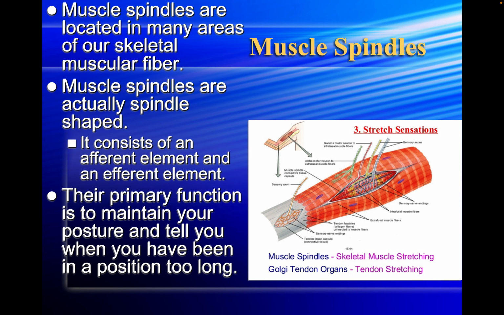Muscle spindles are located in many areas of our skeletal muscular fiber. Muscle spindles are actually spindle-shaped. It consists of an efferent element and an afferent element and an efferent element. Their primary function is to maintain your posture and to tell you when you have been in a position too long, and then you move.